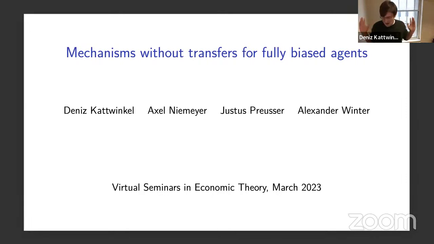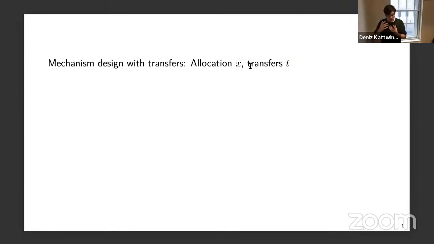So let's jump right in. This project is called Mechanisms Without Transfers for Fully Biased Agents. It is together with Axel Niemeyer and Justus Preusser, who were on the market this year, and Alexander Winter, who is going to be on the market next year. So what is the idea of this project and generally the broader agenda?